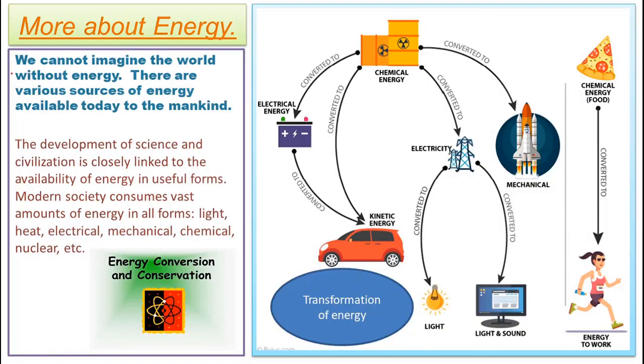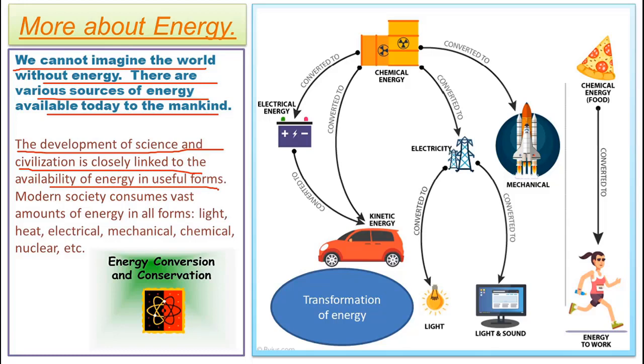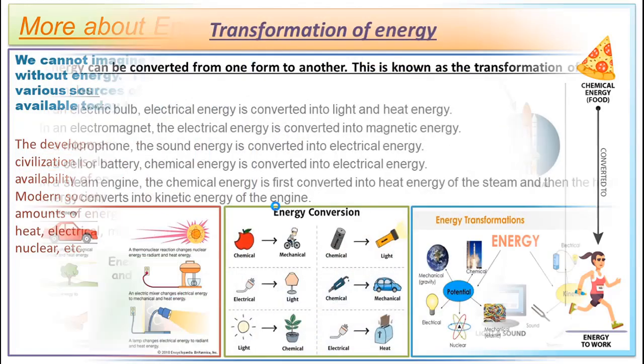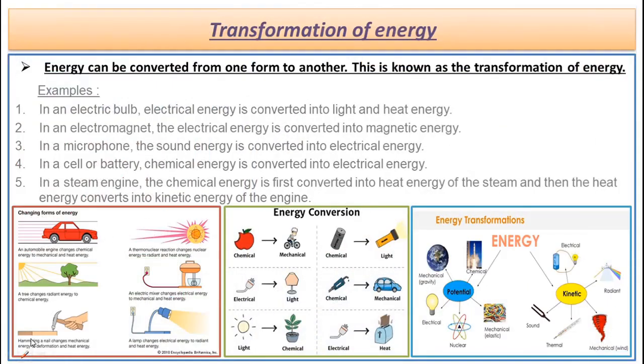Today, we cannot imagine our world without energy. There are various sources of energy available to mankind. The development of science and civilization is closely linked to the availability of energy in useful forms. And this was possible because of the transformation of energy. Energy can be transferred or converted from one form to another form. This is known as the transformation of energy.